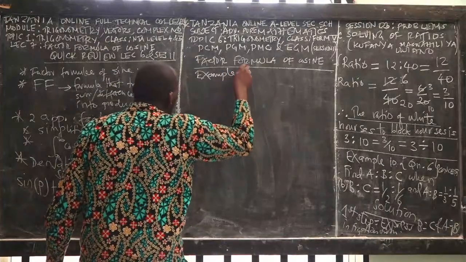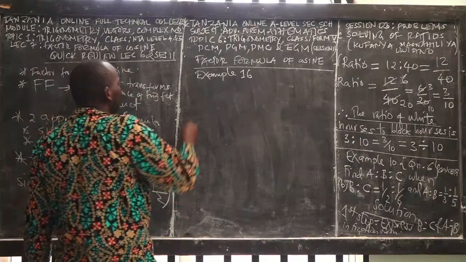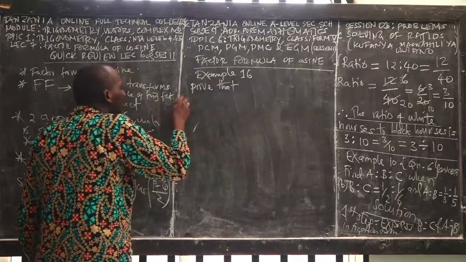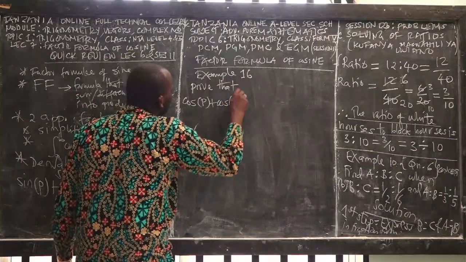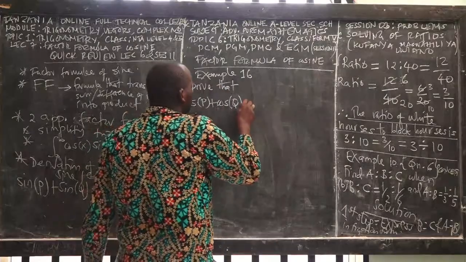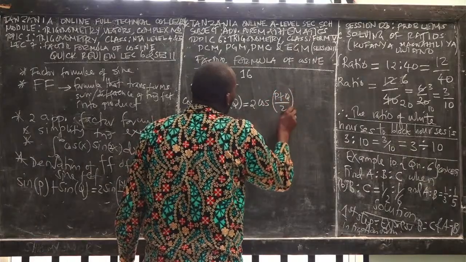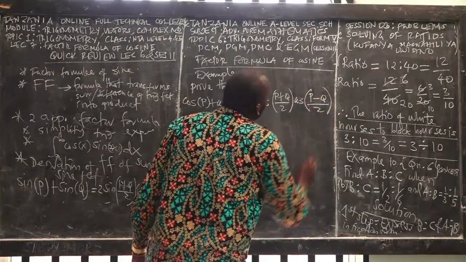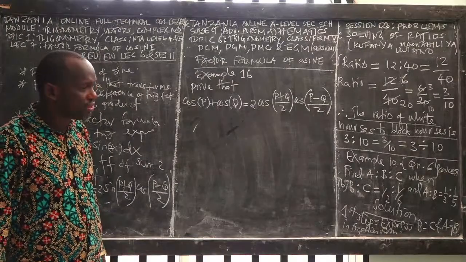We ended example 15 in lecture 60 and session 11. So this is example 16. In this example 16, you may be asked to prove that cosine of P plus cosine of Q is equal to 2 cosine of (P plus Q) over 2 times cosine of (P minus Q) over 2. So you see that for the cosine of addition, that's the formula.